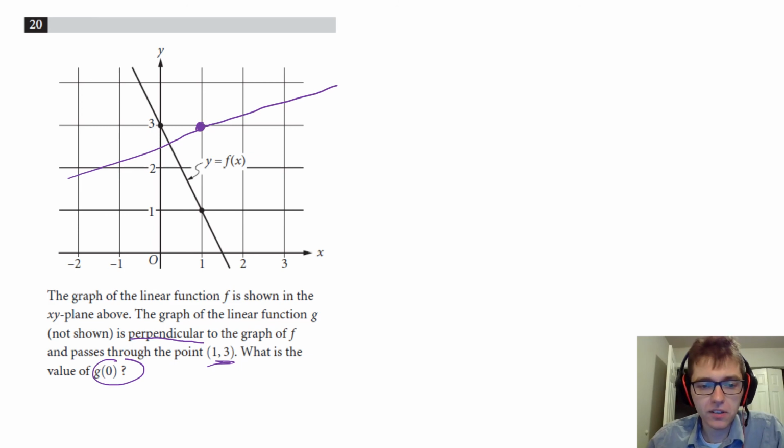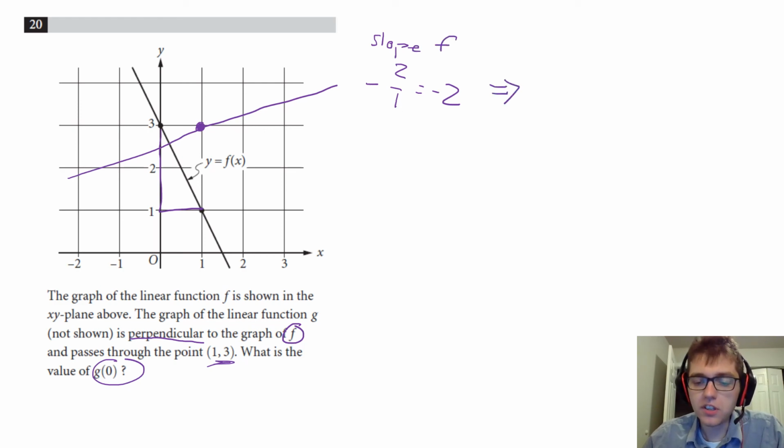So what do they give you about this function f? You can see that its slope is rise over run, right? So a rise of -2 with a run of 1, which means a slope of -2 over 1, which is simply equal to -2. That's the slope for f. The slope of a perpendicular line is the negative reciprocal of the original line. So you multiply by -1 and take the reciprocal, which will be 1/2. That's the slope of g.